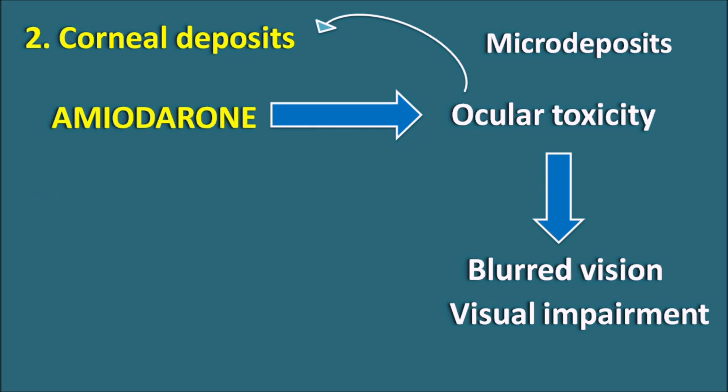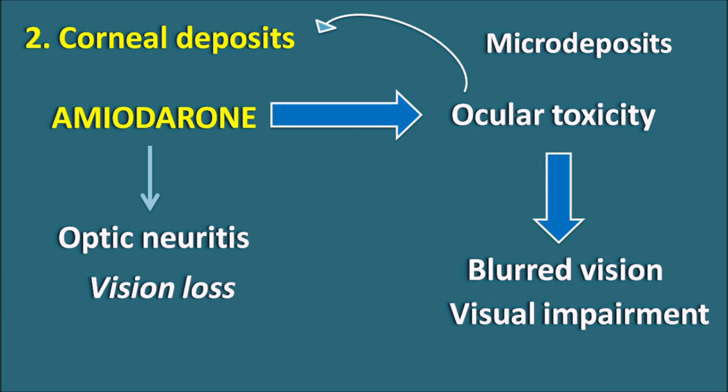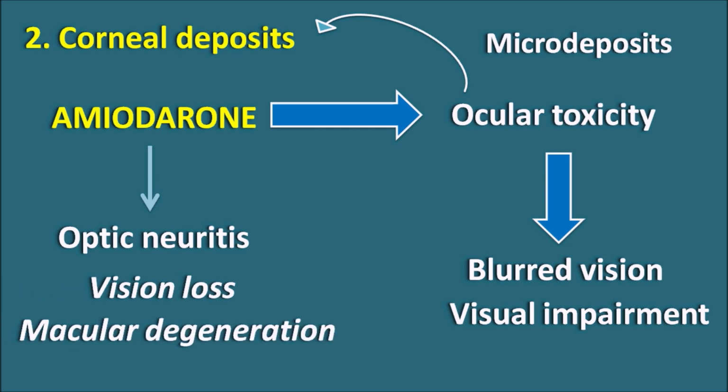At the same time, this drug can also produce optic neuritis when this drug is used at a high dose for long-term therapy. This optic neuritis, even though it is a rare condition, can produce some vision loss as well as macular degeneration. But these side effects are observed only at the high dose greater than 400 mg per day and when this drug is used for a long-term period. Fortunately, these ocular side effects are reversible. So when this amiodarone is stopped, again these corneal deposits can be restored in the patients.